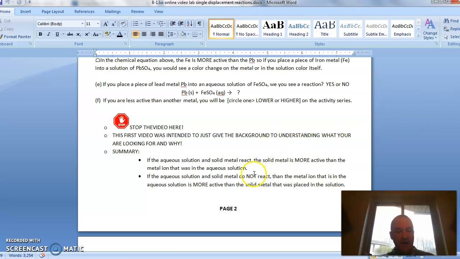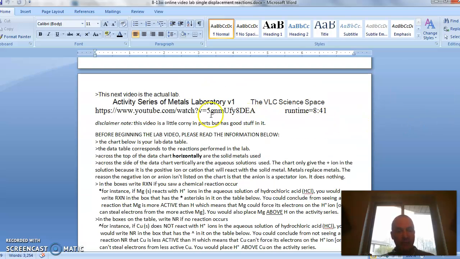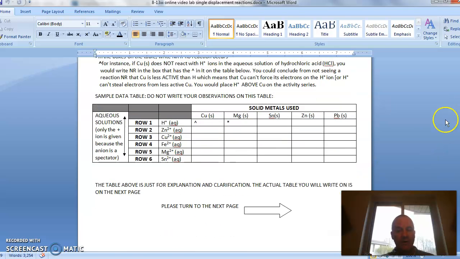At the end of page 2, the information portion of the lab is over, the background information is over, and we're getting ready to start the lab. So when you click on this link in Google Classroom, this is the actual beginning of the lab. Be sure before you begin the lab that you take the time to read the laboratory report. One of the big things that you're going to look at there at that point is, what is this table?